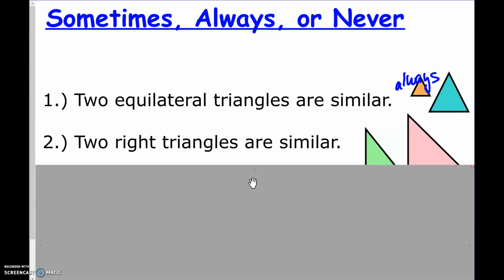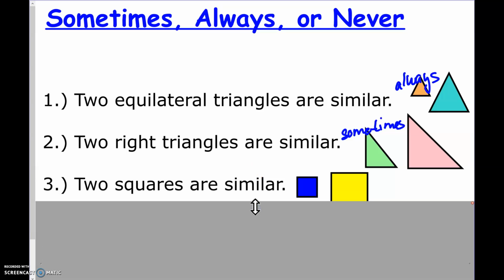Okay, what about two right triangles? Are they always going to be similar? They both have right angles, but do those other ones have to be? Not only do the sides have to be in proportion, but the corresponding angles have to be congruent. So two right triangles are similar sometimes, if their sides are in proportion and if their angles are congruent. Two squares. When are two squares similar? Well, their corresponding angles are always congruent and their sides will always be in the same ratio. So this one is an always, just like the equilateral triangles.